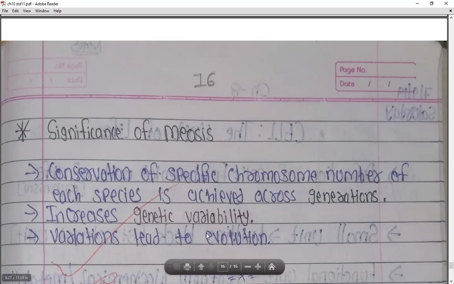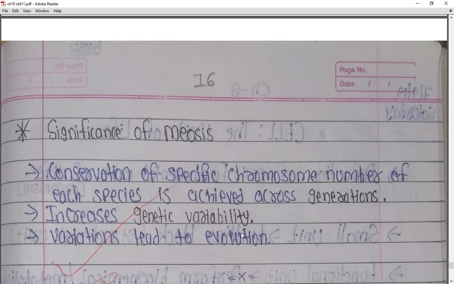Also, it increases the genetic variability, that is, the evolution which is taking place is also due to meiosis. Variations lead to evolution. So if it increases the genetic variability, variation takes place, and through the variations evolution is occurring. So these are the 3 points of the significance of meiosis.